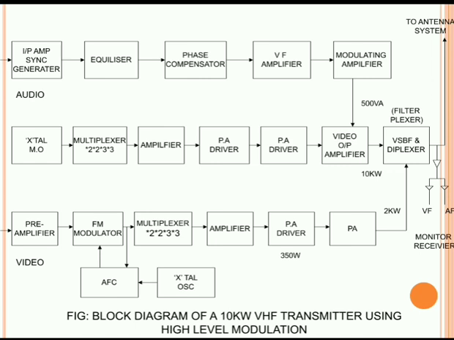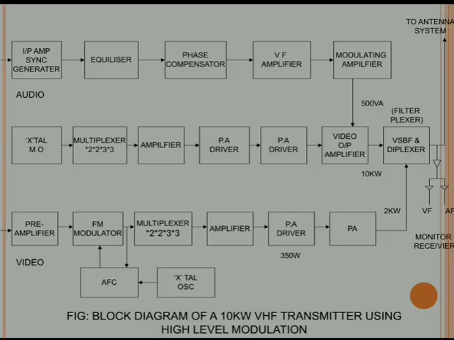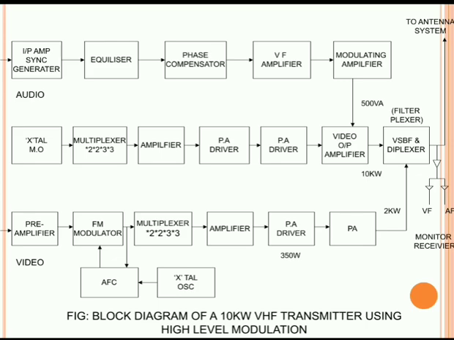This is nothing but the high level modulation TV transmission. Means whatever modulation is done, we are increasing the power of both the signals that we are using for modulation, and after that by using the filter, the modulation process is done at the block of the filter, and after that process of modulation, that signal is transmitted over a channel. That is nothing but the high level modulation TV transmitter.